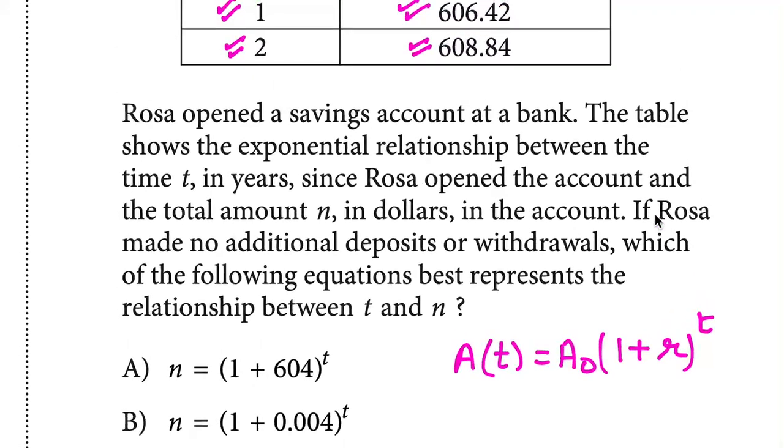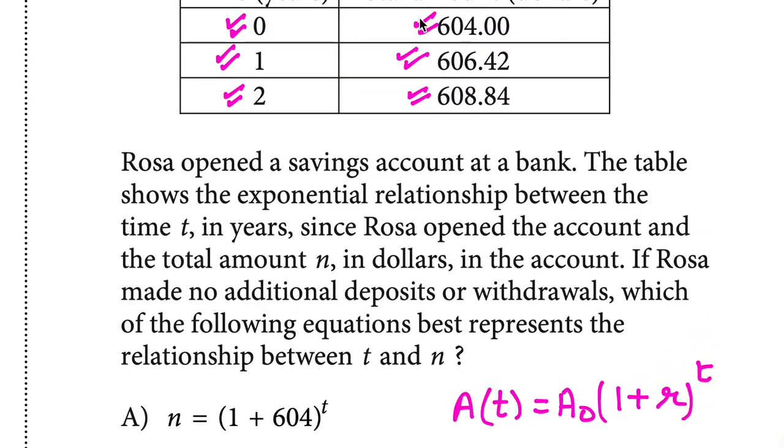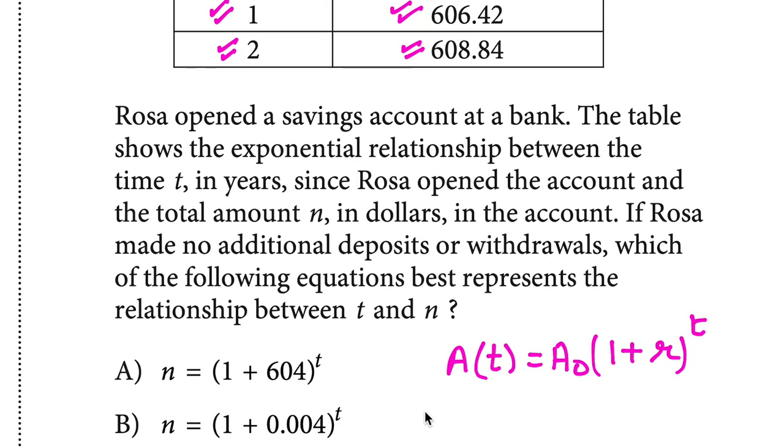If we see the initial amount she deposited in the bank, that is 604. So that means we can replace A0 with 604. One of the values is done. 1 plus r raised to power t. Now we need to calculate this r, right? So we will take any of these data.